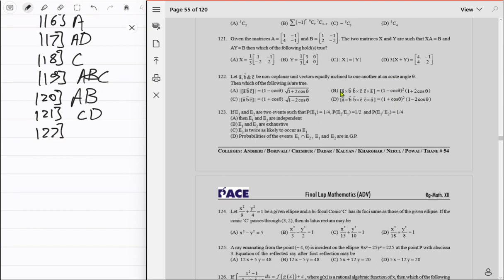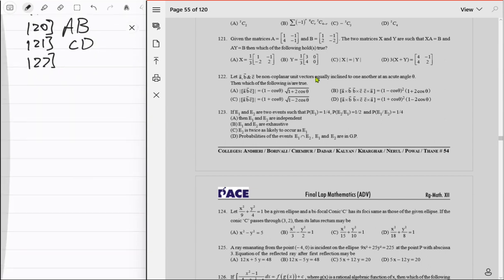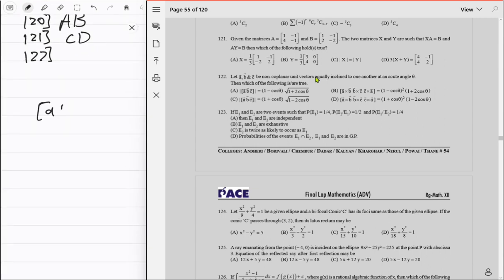Three non-planar unit vectors A, B, C are equally inclined to one another at acute angle theta. Which of the following are true? The modulus of the determinant of ABC is just 10% theta is true. Okay, I don't know, it doesn't seem right. But whatever. First we have to square it: just the square of the determinant of ABC.